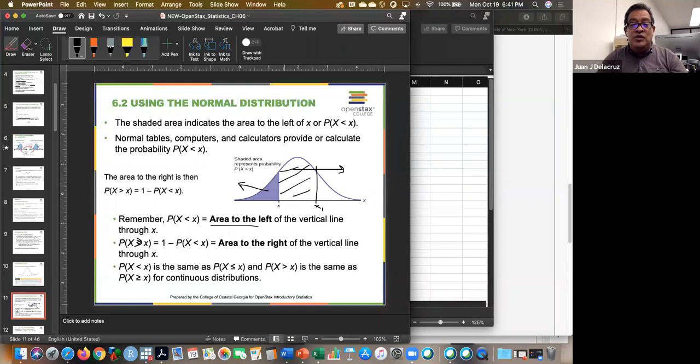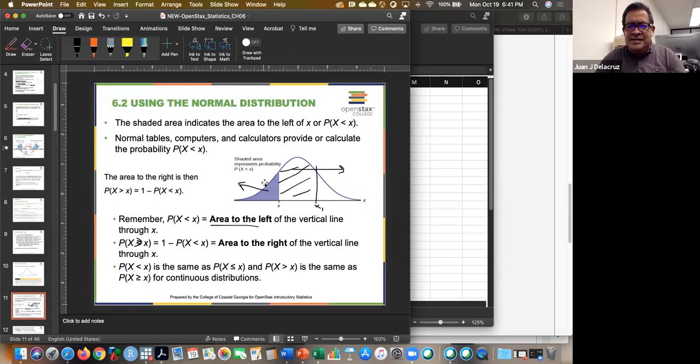To find the area between two different random variables or two different C-scores, what we are going to do is find the area to the left of one of the variables, the area to the left of the second, and then subtract the smallest from the largest. We are going to see a very specific example. I just want this to be very clear. Is this clear so far?